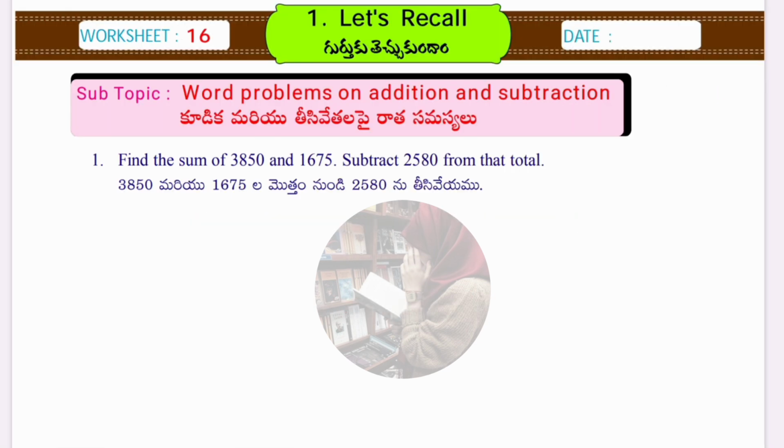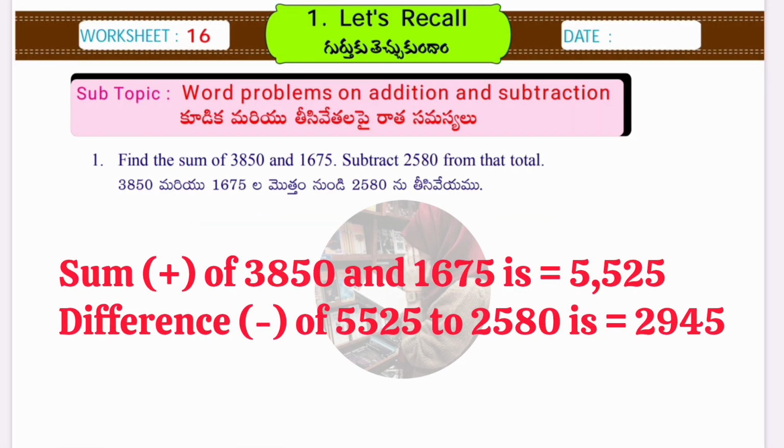Okay, now we'll see the next worksheet, that is worksheet number 16. Here the topic is word problems on addition and subtraction. Okay, so first question is find the sum of 3850 and 1670 and subtract 2580 from the total. Okay, first we'll do the addition of the given numbers. Okay, then I'll get, if I do the addition, I'll get 5525 as answer. Now I have to minus 2580 from the result, means 5525 minus 2580, and the answer will be 2945. Okay, this is our answer.